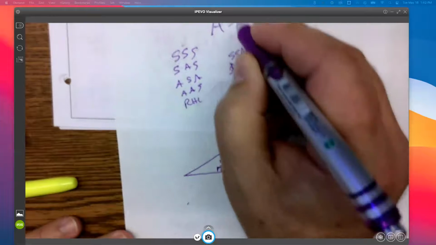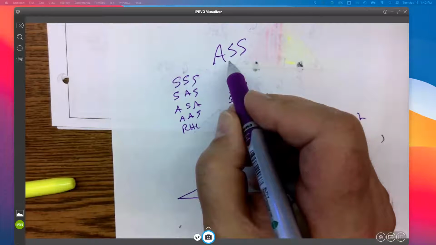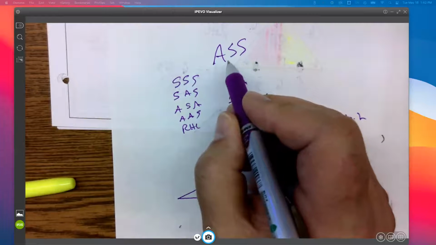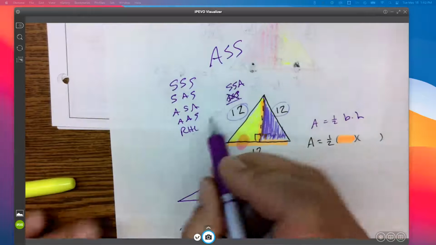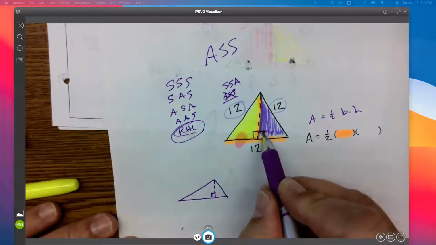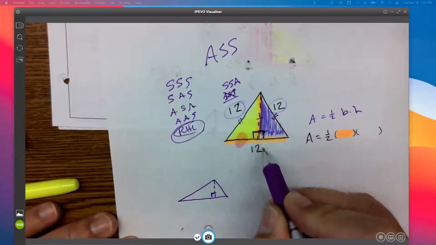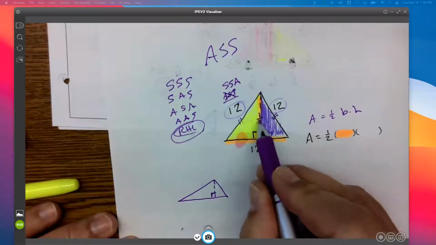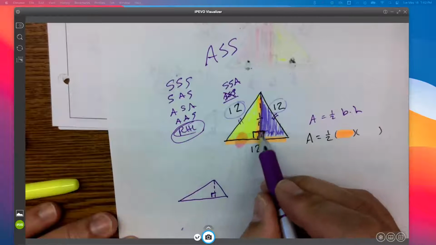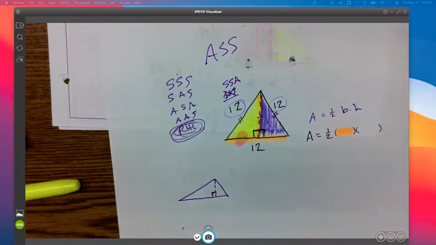Does ASS work? Sometimes, always, or never? Never. Sometimes. When does ASS work? Yes, when it's actually RHL. If I say that these are right angles and the hypotenuse and this leg, it is an ASS scenario, but it's not just any old angle, it's a right angle. So now with RHL, we can say these two triangles are congruent. So what?